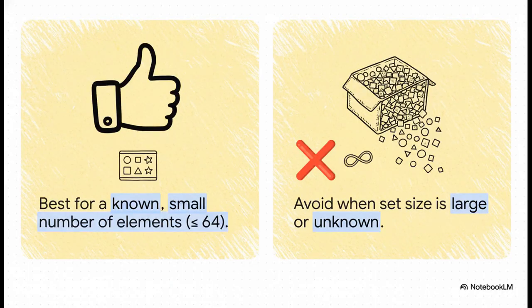And here is the single most important rule to remember. Bitmasks are absolutely brilliant when your total universe of items is small and fixed, usually 64 or less. Why 64? Because modern computers are built to handle 64-bit numbers with incredible efficiency. But the moment your number of items gets large, or you don't even know how many there will be, this technique completely breaks down. That exponential growth we talked about suddenly becomes your worst enemy. It's all about knowing the limits of your tools.